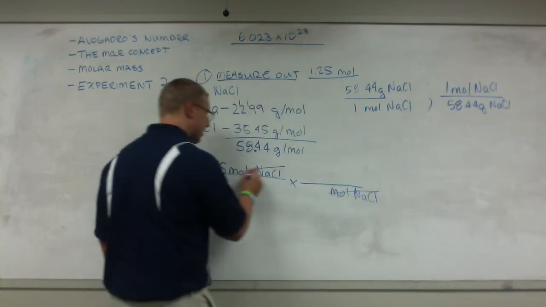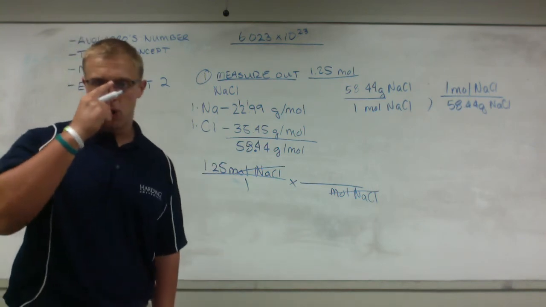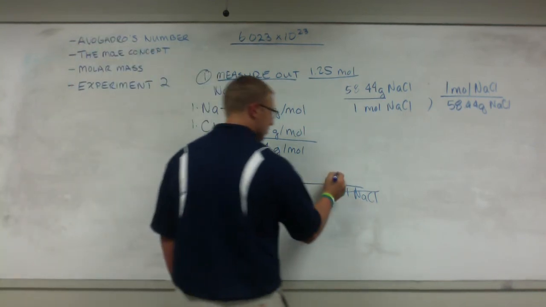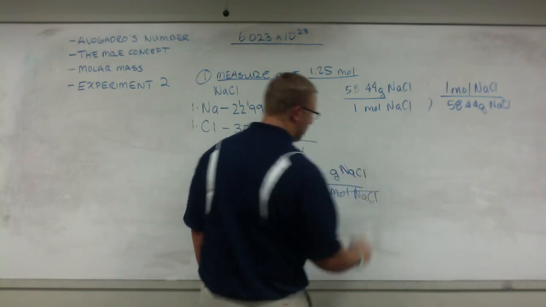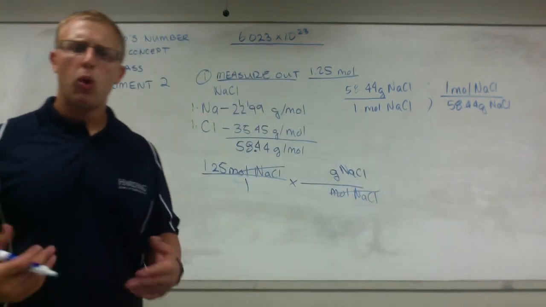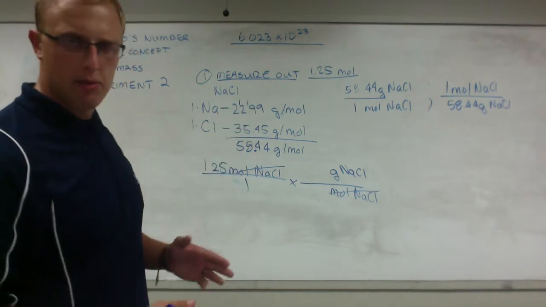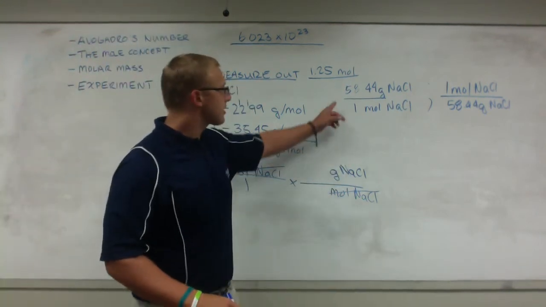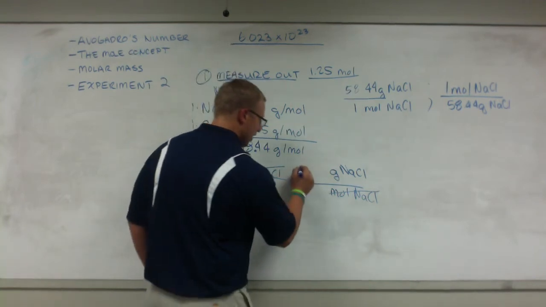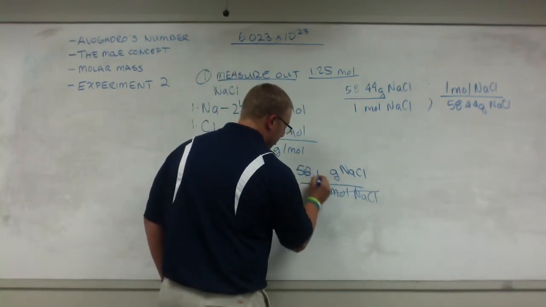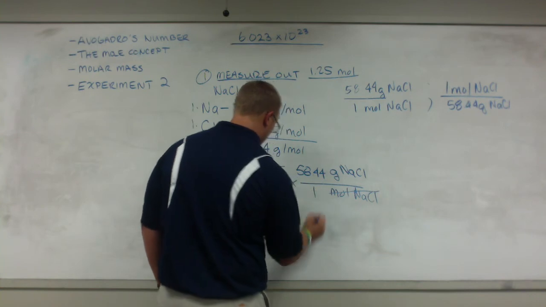So now we've canceled out that unit. We've gotten rid of the moles. Now we need grams. We want mass. So we want grams of sodium chloride. What conversion factor gives us that relationship? Obviously, these units match up with these units. So let's use that conversion factor. We're going to put 58.44 grams per 1 mole.